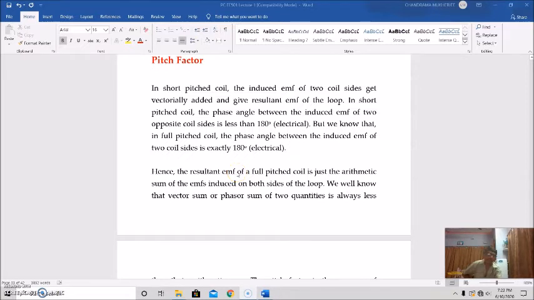Let us first consider the pitch factor. In a short pitch coil, the induced EMFs of the two coil sides get vectorially added and give the resultant EMF of the loop. In a short pitch coil, the phase angle between the induced EMFs of the two opposite coil sides is less than 180 degrees, but in a full pitch coil, the phase angle between the induced EMFs of the two coil sides is exactly 180 degrees electrical, which is the whole pitch. That's why it is called a full pitch coil.